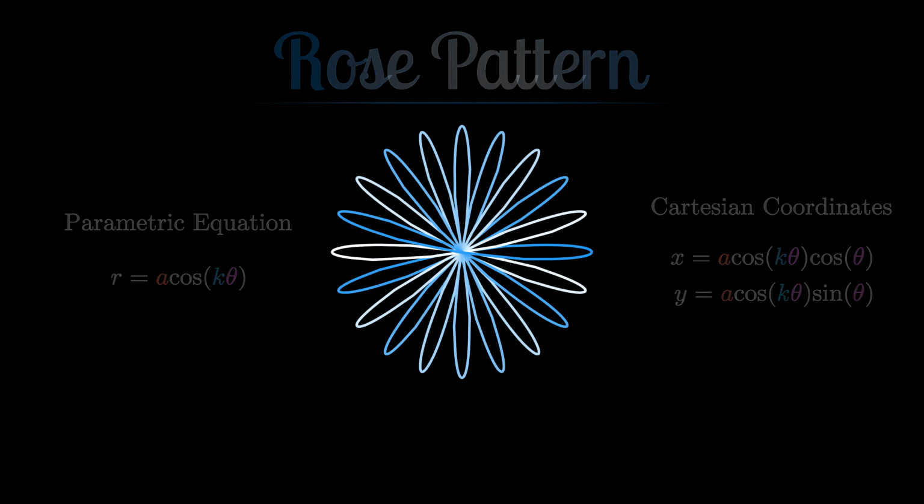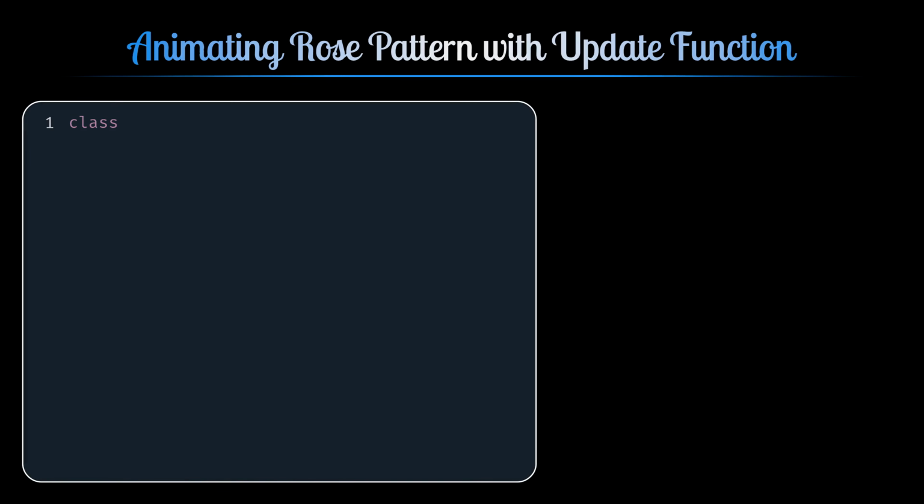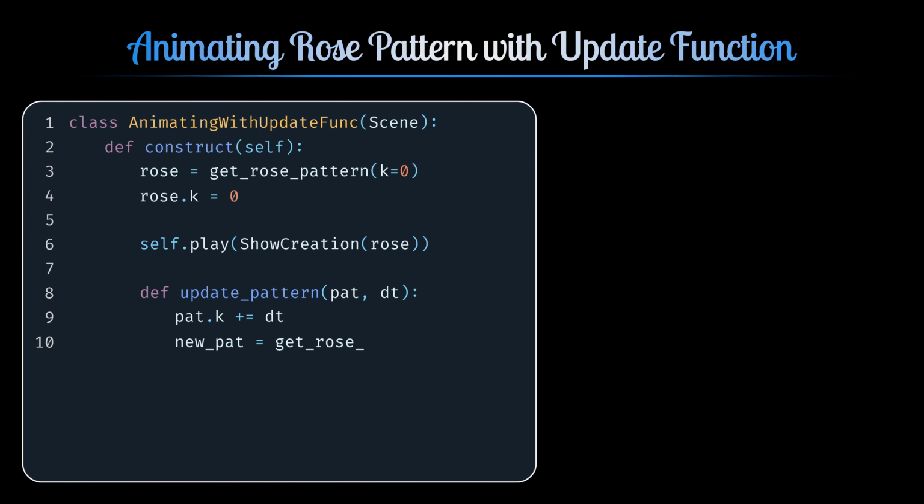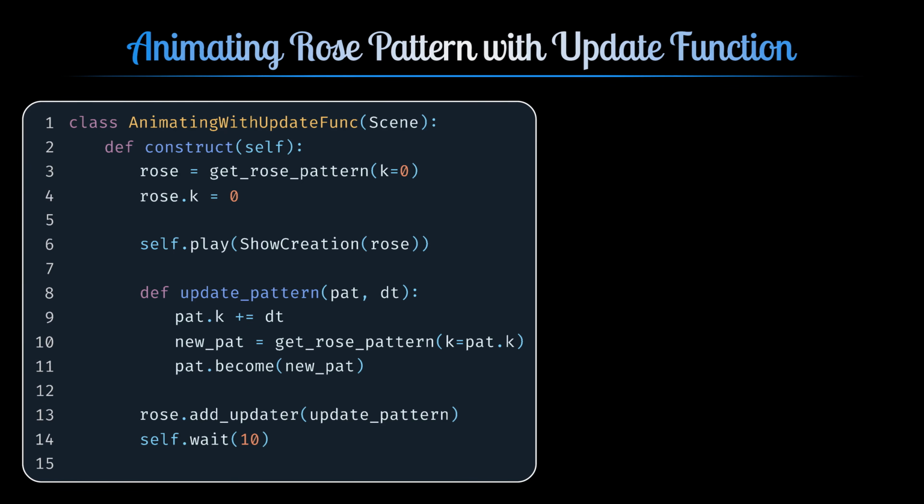Adding an updater function to the rose pattern. There are many ways to implement that. One of the traditional ways is to increase the value of k after every frame, just like we were shifting the ball using the speed variable. So wait time would be 10 seconds.